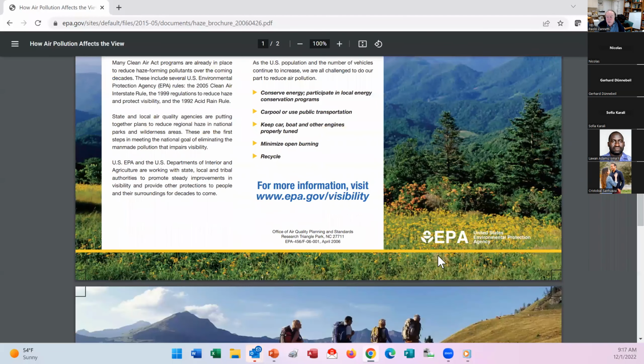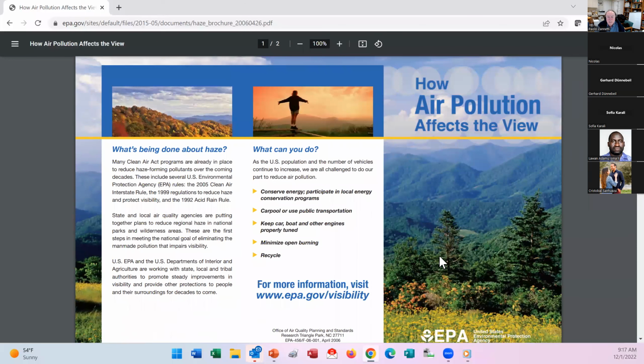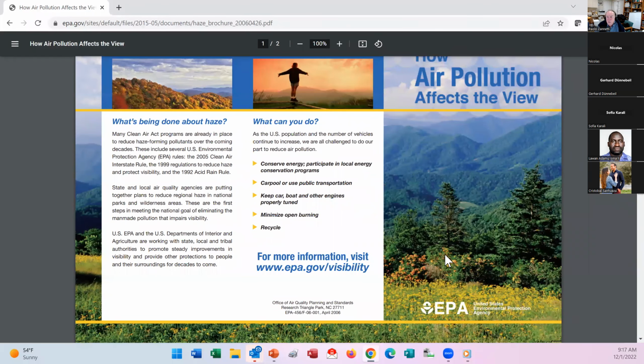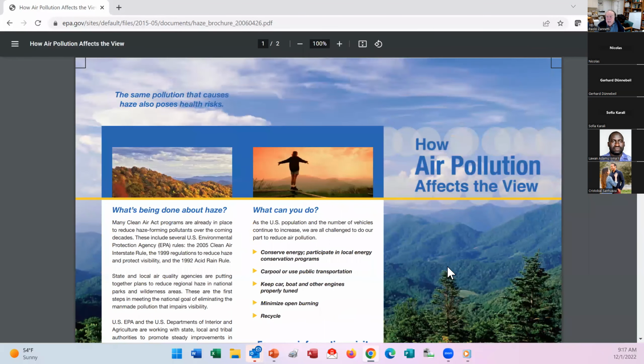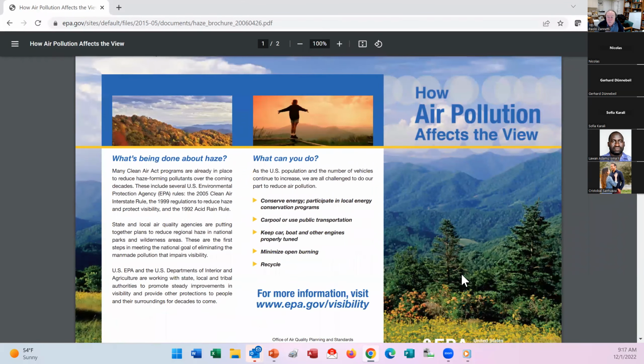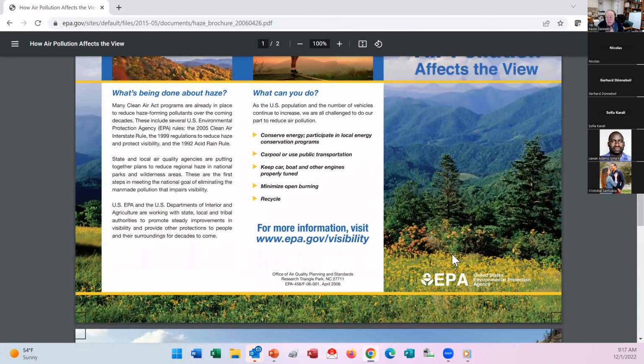Okay, there is this brochure, which is quite nice. I looked at it before. It explains to the general public, this is not for scientists, but it is useful. It explains how air pollution affects the view of a natural scene.